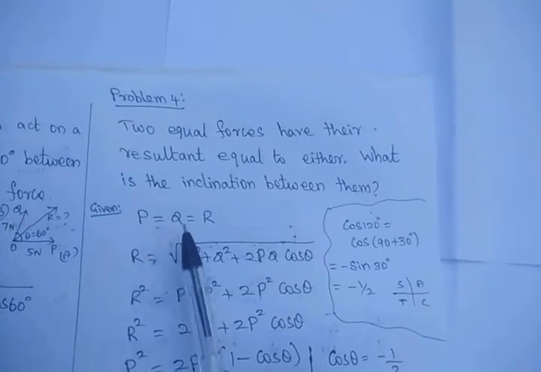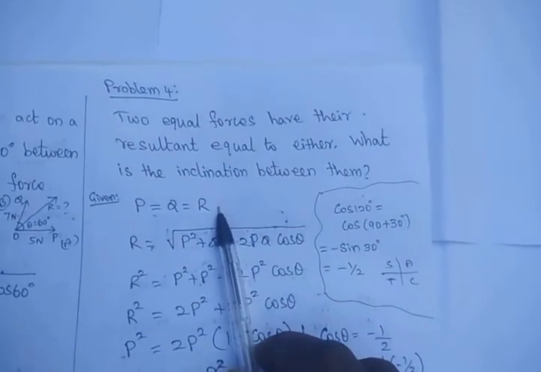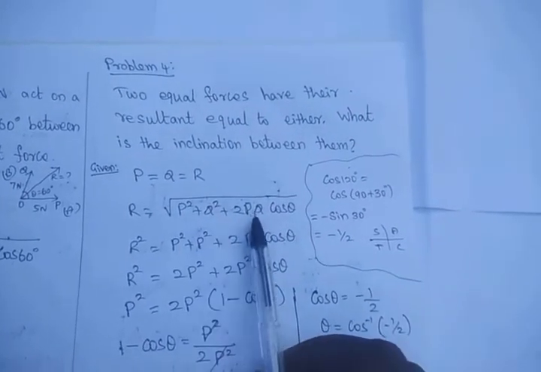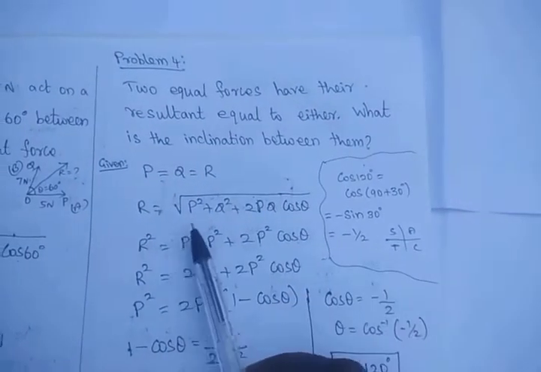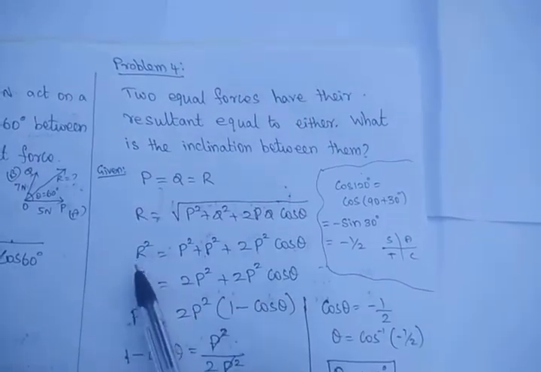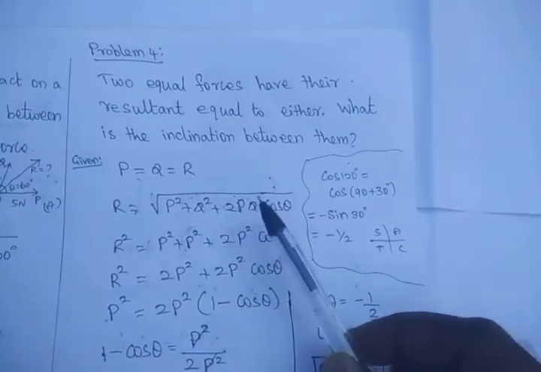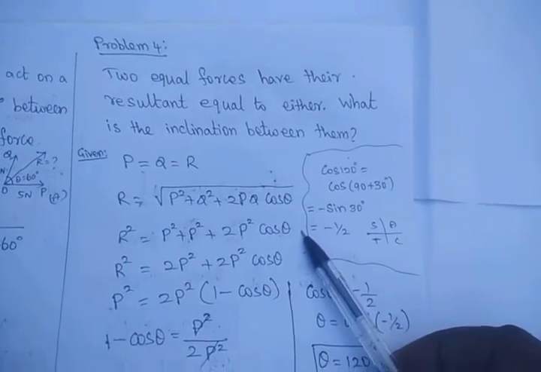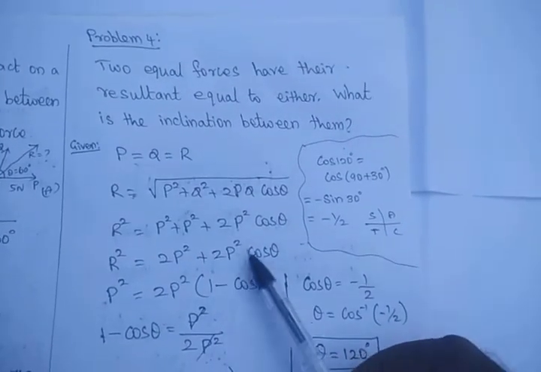P is one force, Q is one force, both are equal. Then the resultant force also same, magnitude also same. So R is equal to root of P square plus Q square plus 2PQ cos theta. So P is equal to Q is equal to R. We substitute. I take the square root here. That is R square which is equal to P square, instead of Q, P square. So 2 into P, P square cos theta. So it is 2P square plus P square cos theta.